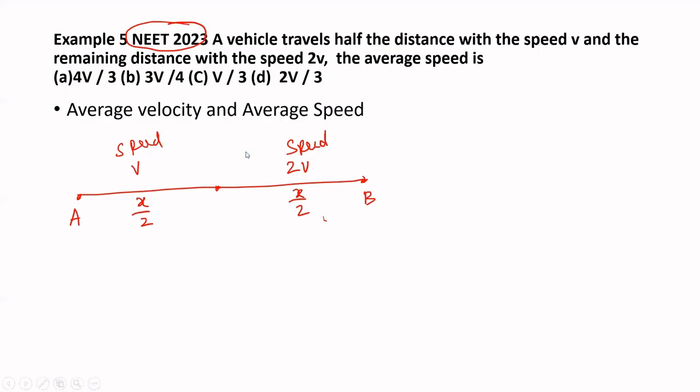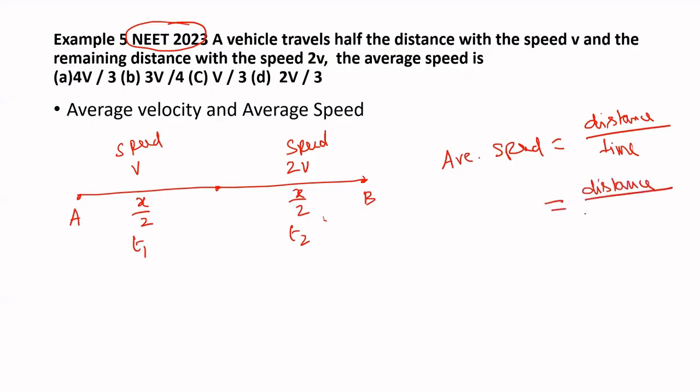ஃபைண்ட் த ஆவரேஜ் ஸ்பீடுன்றோம். நம்ம என்ன ஃபார்முலா பார்த்தோம்? ஆவரேஜ் ஸ்பீடுக்கு என்ன ஃபார்முலா? ஆவரேஜ் ஸ்பீடு ஏற்கனவே பார்த்துட்டோம். டிஸ்டன்ஸ் டிவைடட் பை டைம். ஆனா இங்க 2 டைம் இருக்கு. இதுக்கு ஒரு டைம் இருக்கு, T1 இருக்கு, இதுக்கு ஒரு டைம் இருக்கு. ஏன்னா இது வேற ஸ்பீடு, இது வேற ஸ்பீடு. அதனால T1 ஒரு டைம் இருக்கு, T2 ஒரு டைம் இருக்கு. அதனால நம்ம என்ன பண்ணலாம், டிஸ்டன்ஸ் டிவைடட் பை T1 பிளஸ் T2 போடலாம். டோட்டல் டைம், டோட்டல் டிஸ்டன்ஸ்.